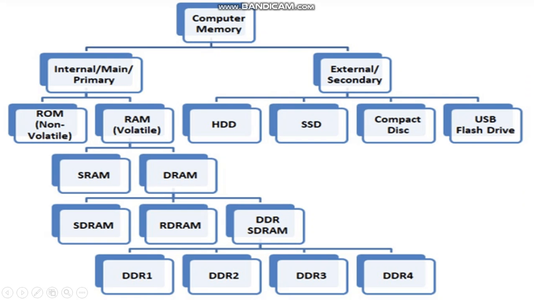Computer memory has two main branches: internal main primary and external secondary. In internal main primary, it has ROM, non-volatile, RAM, volatile, SRAM, DRAM, SDRAM, RDRAM, DDR SDRAM, DDR1, DDR2, up to DDR4. In the external secondary branch, it has HDD, SSD, compact disc, and USB flash drive.